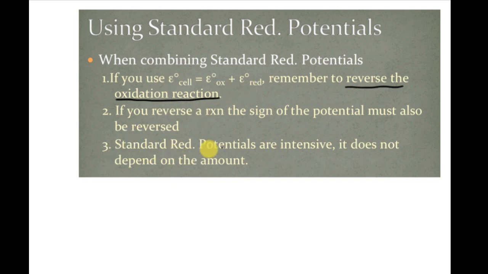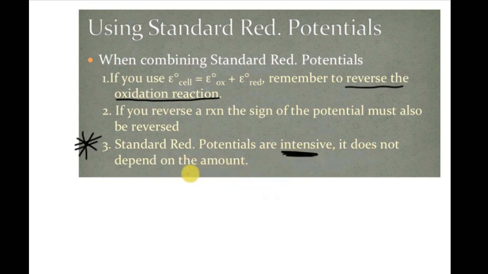Anyway, number 3, standard reduction potentials are intensive. This is the one that everybody misses and screws up, because we did everything with thermodynamics, because heat is extensive. Electrical energy is intensive because it's joules per coulomb. We'll get to that a little later. So it doesn't depend on how much.